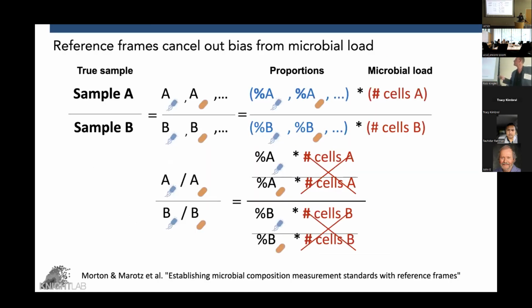And so what reference frames can do is cancel out the bias through microbial load, because when you're looking at a ratio of two proportions, each of those contains within it the true number of cells of A and the true number of cells of B that you don't know, and they cancel out. By looking at the ratio of two relative abundances, you eliminate the problems of trying to analyze a single relative abundance.